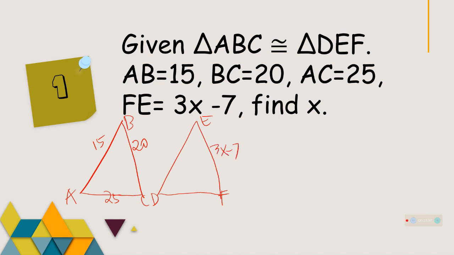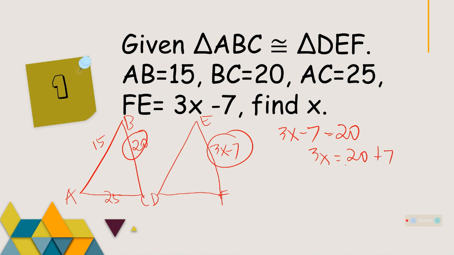Just like what we have done on the first example, you are going to look for the corresponding parts that have the complete information. So we have 3x minus 7 equals 20 because they are the corresponding sides, and we are going to equate them because they are congruent. Then continue solving again using addition property of equality. So you will have 3x equals 20, this will become positive 7. Then 3x equals 27. Divide both sides of the equation by 3. So your x now is equal to 9.